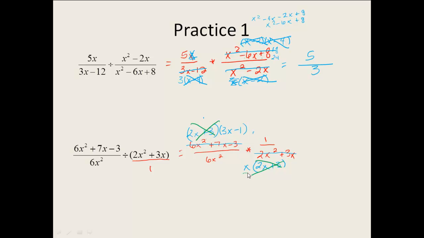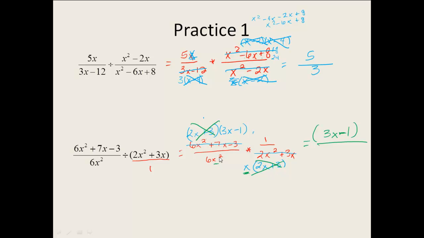Now I cannot reduce this x right here with that x because they're both on the bottom. So they do not get to cancel each other out. They're on the same side. So on the top, I am left with 3x minus 1.